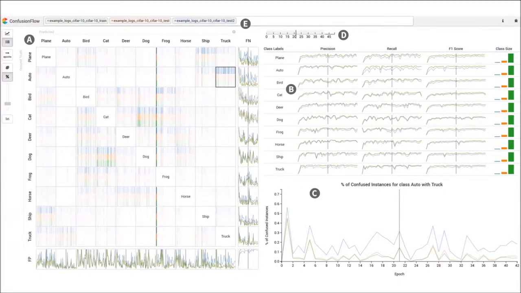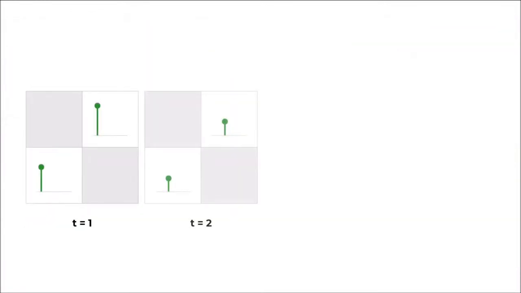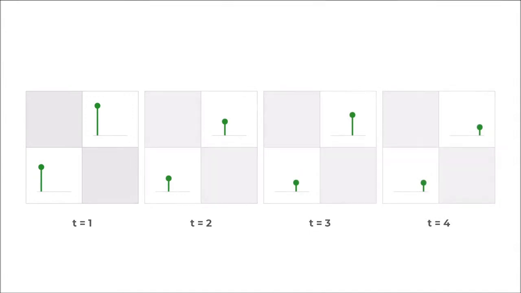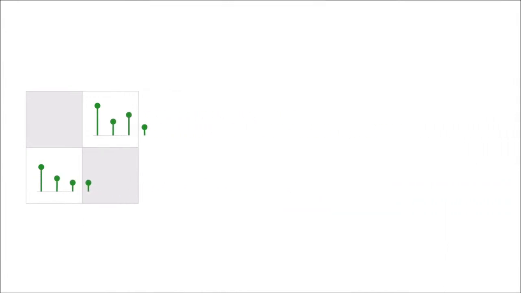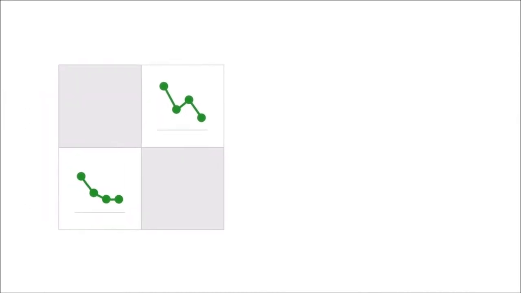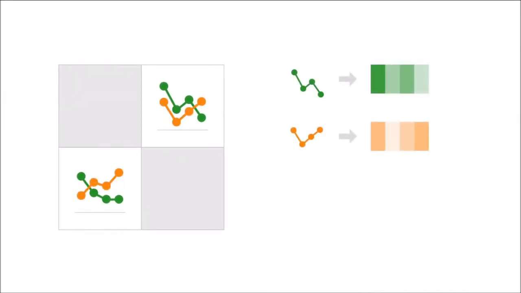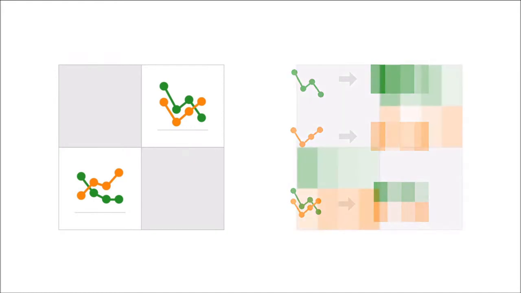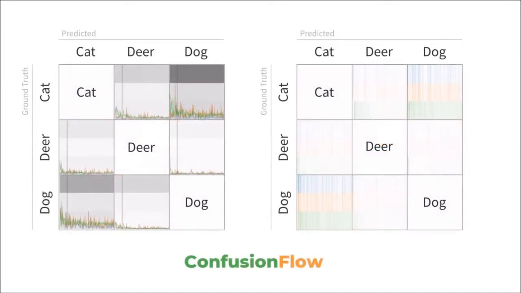ConfusionFlow is an interactive visualization for the performance analysis of classification models. It introduces a novel temporal adaptation of the confusion matrix, which lets model developers compare the learning behavior of multiple classifiers over time. Find out more about ConfusionFlow in our talk or in our TVCG paper.